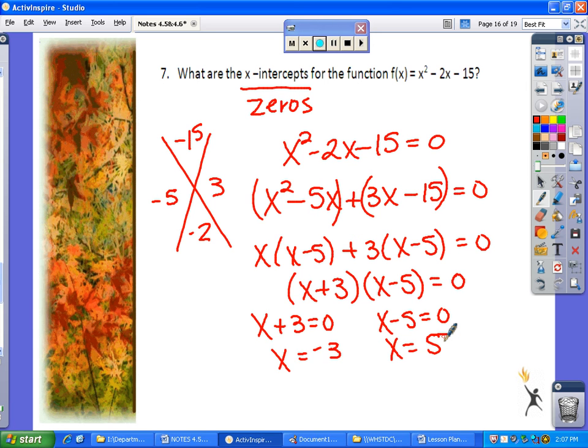Now since they're asking for x-intercepts, those are points. We want to write these as points. So we've got negative 3, 0 and positive 5, 0. Those are my intercepts. It's where this graph crosses the x-axis. So you can graph this and make sure those are the correct answers. Take the time to check your work.